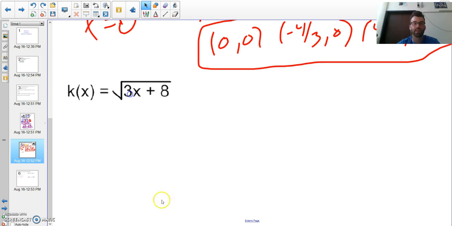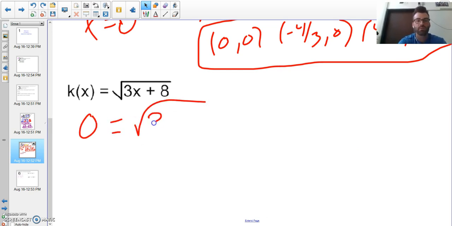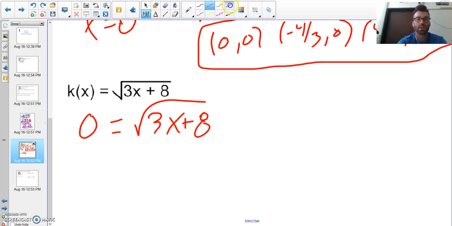Here we go. Last one for algebraically. This will be a quick one. So we got 0 equals the square root of 3x plus 8. How do I get rid of a square root? Well, how do I get rid of a square term? I take the square root. So to get rid of a square root, I square both sides.